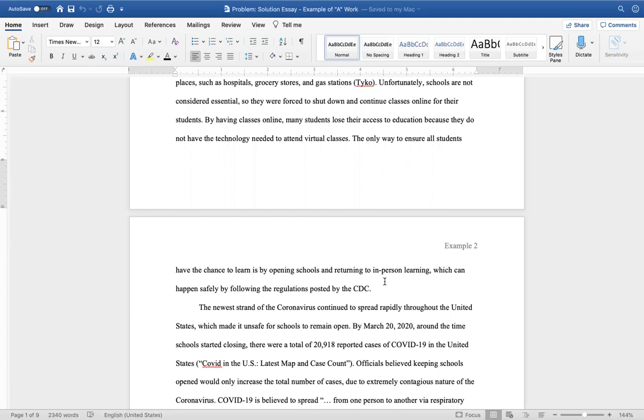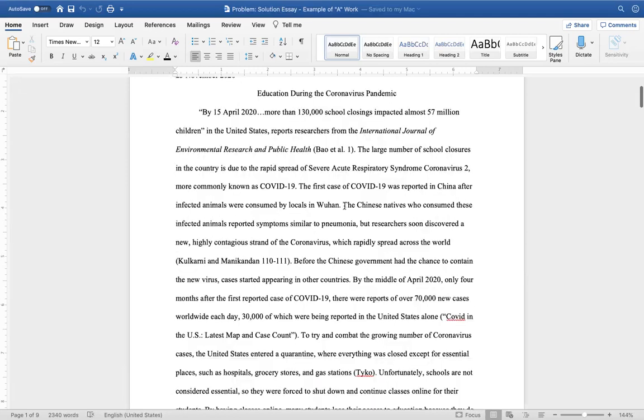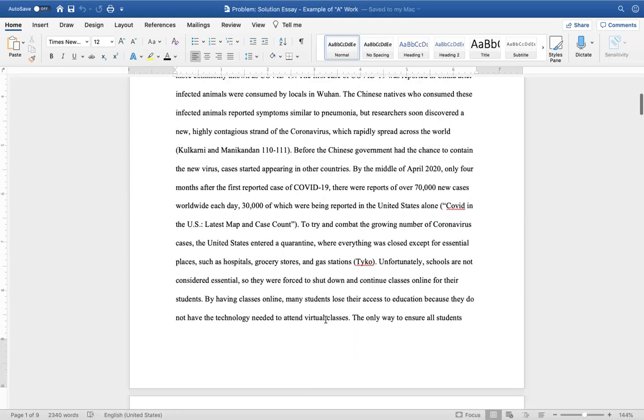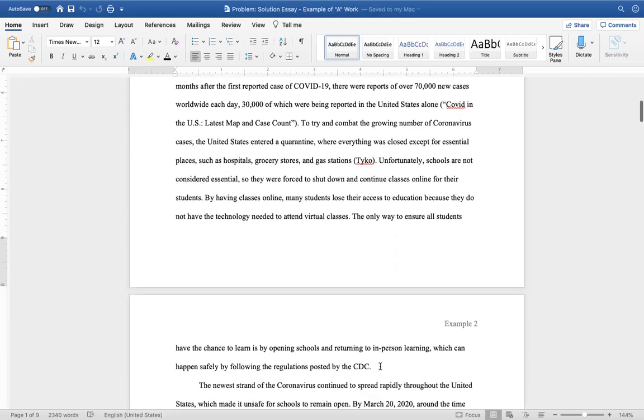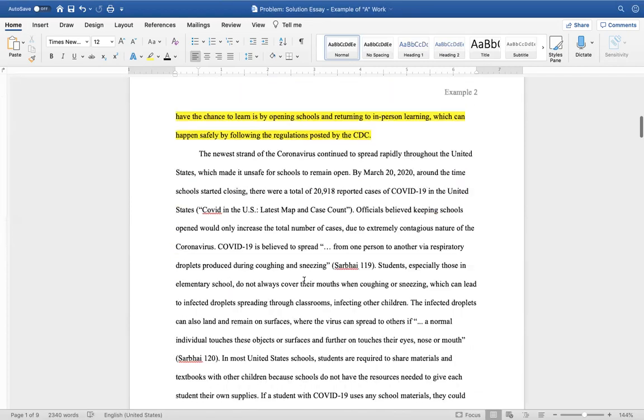What I want you to see in this introduction is there's a very clear hook where the student uses a quote from an academic peer reviewed resource. We're provided some background information about COVID 19. And then at the very end of the introduction, we see that the student lists both the problem and a solution. You should not finish your introduction without ensuring that both parts are listed.